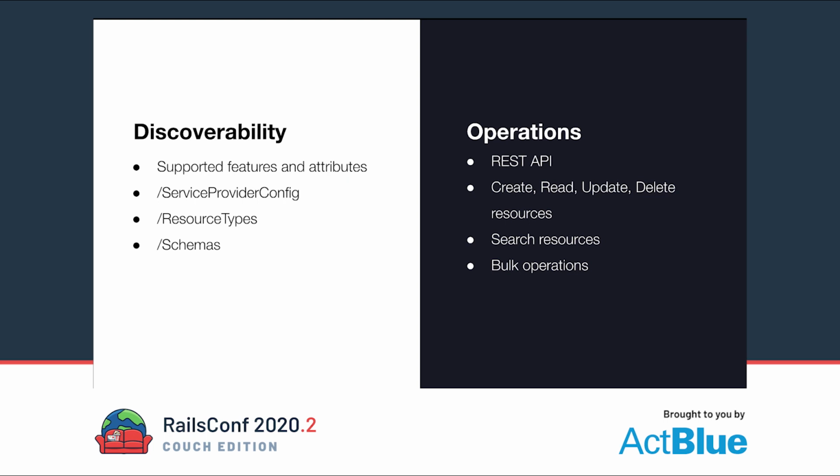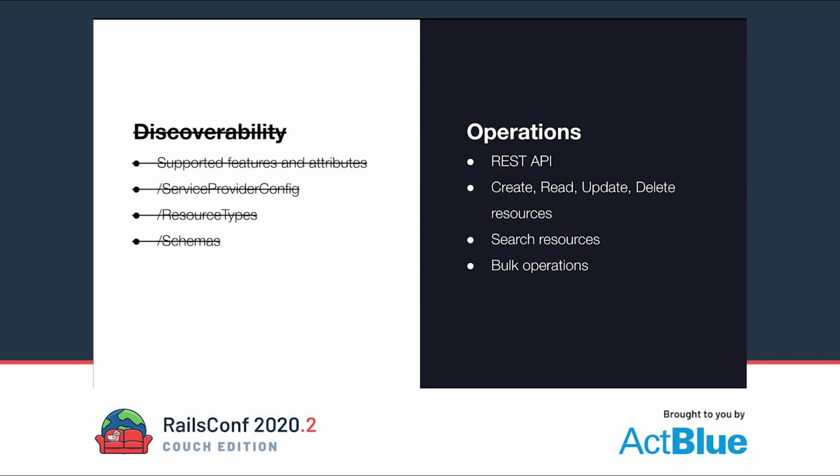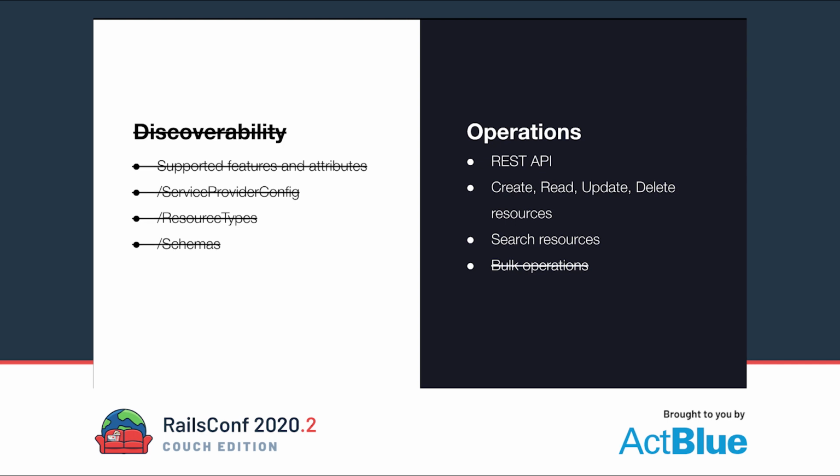We will also be able to limit which endpoints are included in our first iteration of our SCIM API by only implementing those that Okta uses. This eliminates the entire discoverability section of the SCIM API and the bulk operations too.